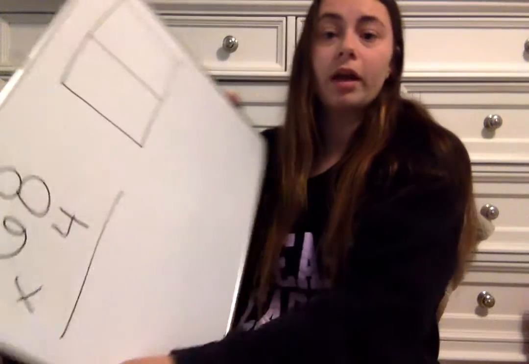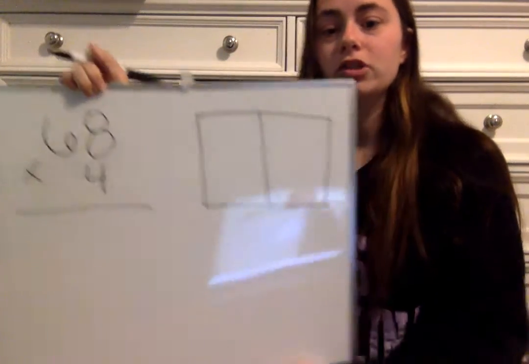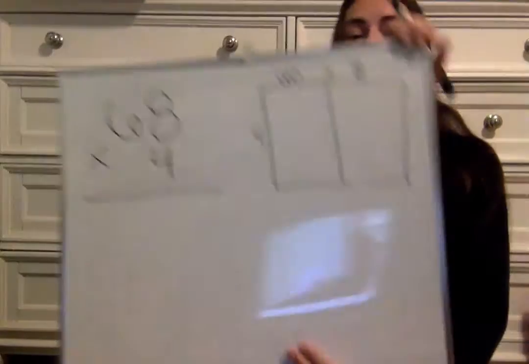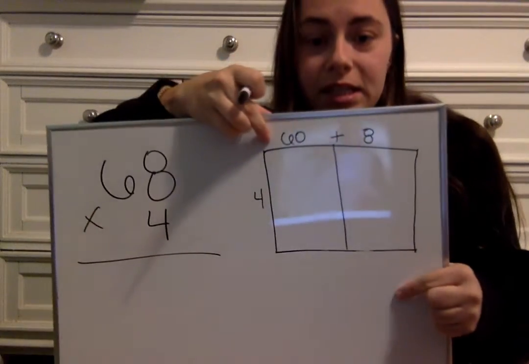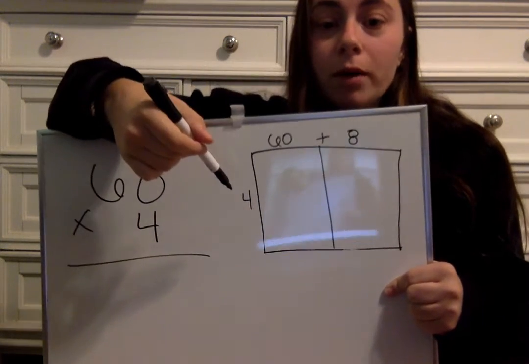So I'm going to draw my box, and then I'm going to draw a vertical line and I don't really need to draw a horizontal line because it's a 2-digit by a single digit. So I've got my 2 boxes, and I'm going to do 60 plus 8 and then 4 on this side. So right now I've broken it up into place values. So I've got my 60, so my 10s, and then my 8s and my 1s times 4.